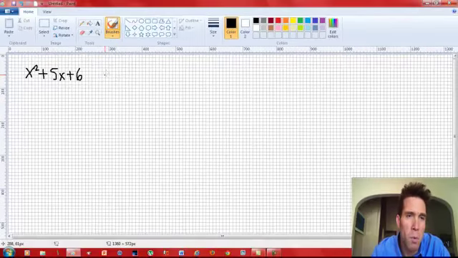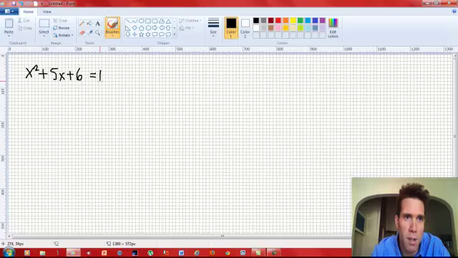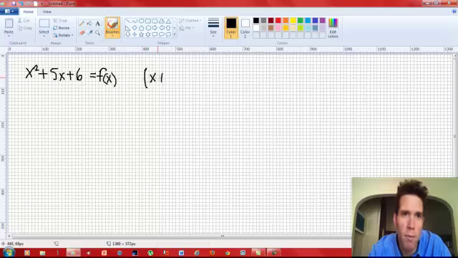Now we want to factor this function. Let's say this is a function of x, and we want to factor this thing into the form of x plus a times x plus b.